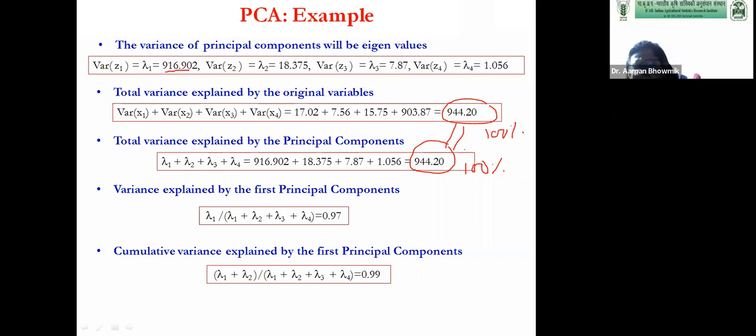Statistically, 75 to 80% variation is sufficient. Now let us see what is the variance explained by the first principal component. The variance explained by the first principal component is lambda 1, the eigenvalue of the first principal component, or variance of the first principal component, divided by the sum of all the variances. It is 0.97. Just multiply it by 100, you will get 97%.